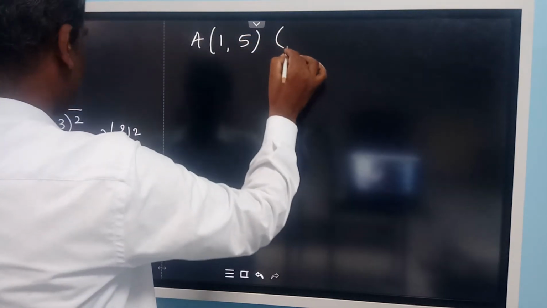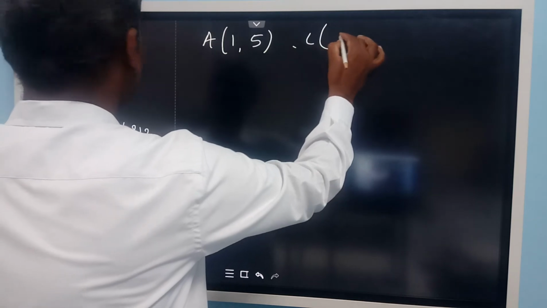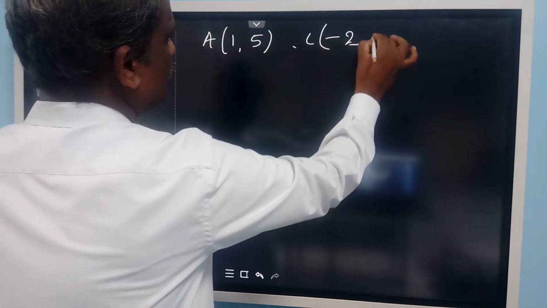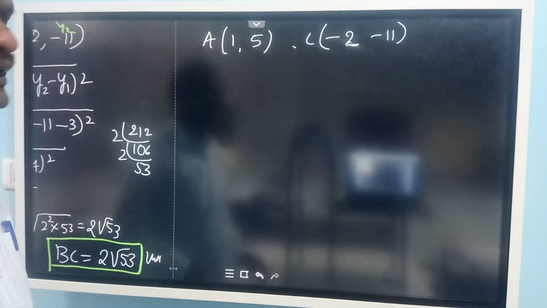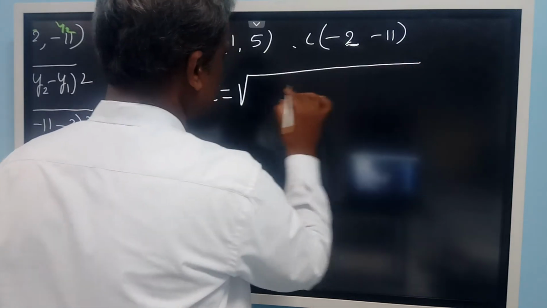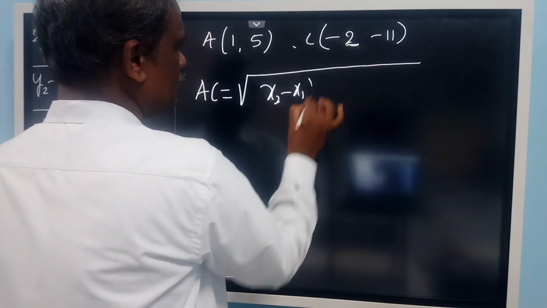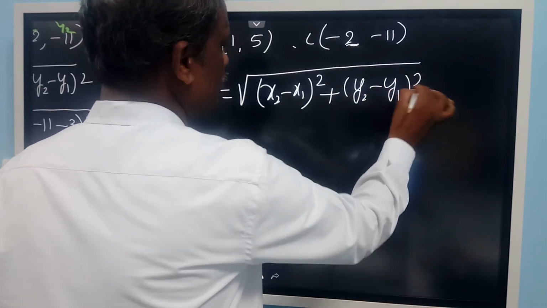Then point C is (minus 2, minus 11). So now this is the distance we wanted to find out. AC is equal to root of (x2 minus x1) whole square plus (y2 minus y1) whole square.